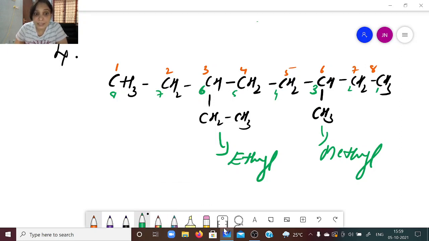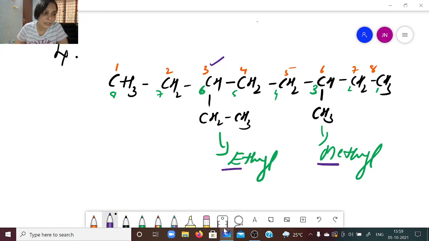So how can we decide which is important? We have to see the alphabetic order, E or M. E is coming first in the alphabetic order. So E will be given the small number, that is number 3. That means in this particular compound, you are supposed to count from left to right.